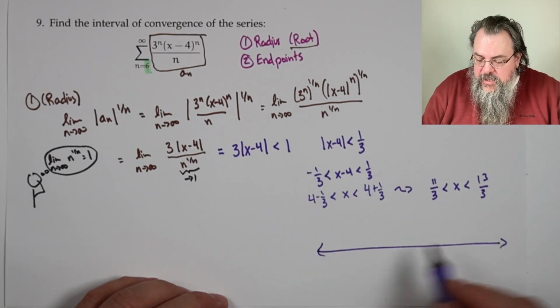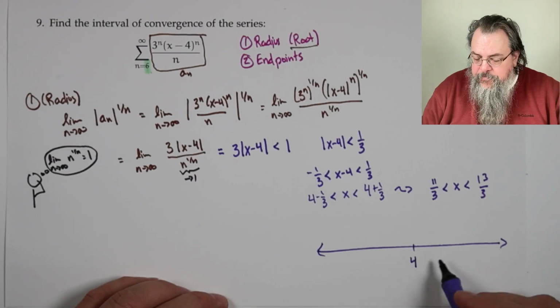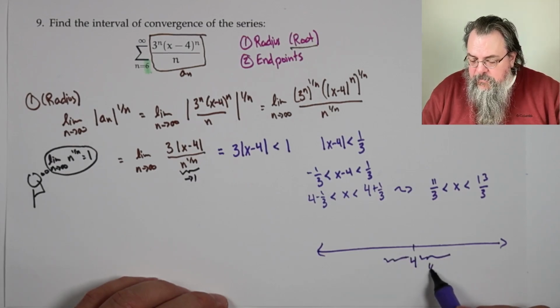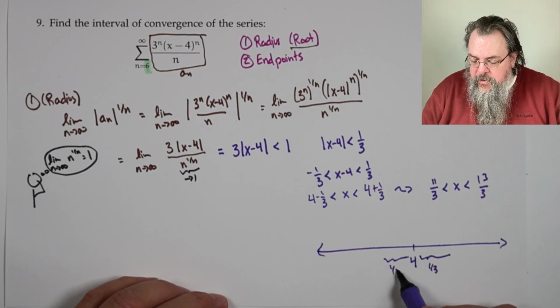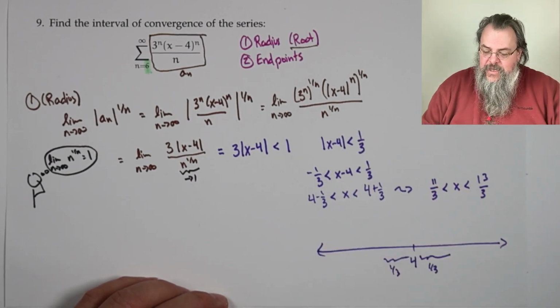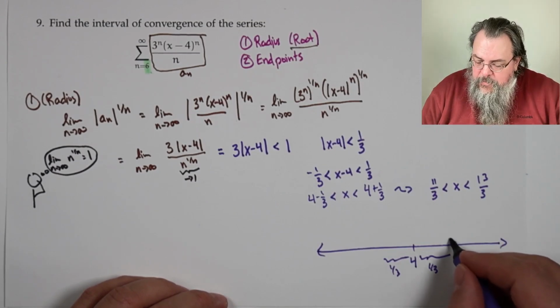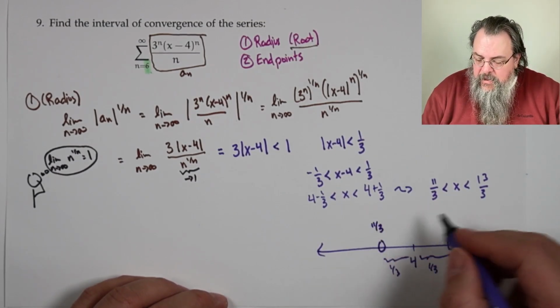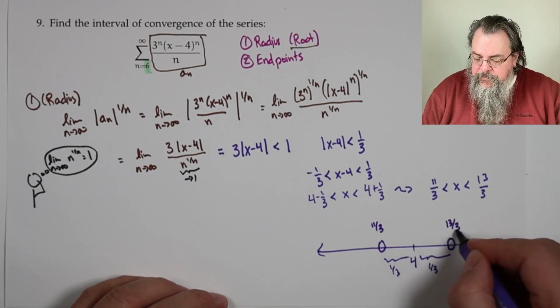You have your center at 4. Then you go out both directions a distance of 1/3. That's this value here. That's your radius of convergence. And we have these 2 points. We have 11 over 3, and we have 13 over 3.